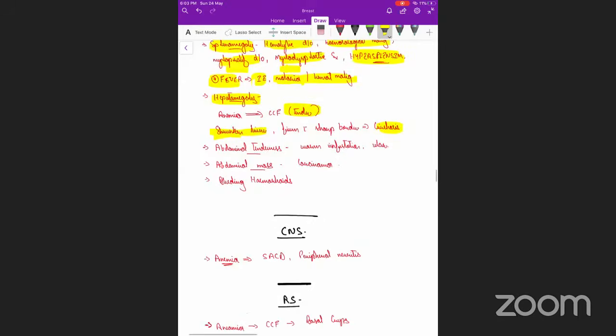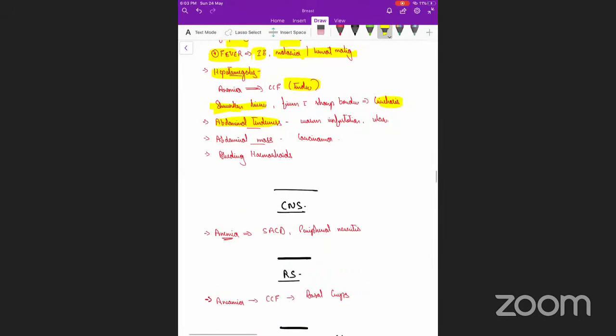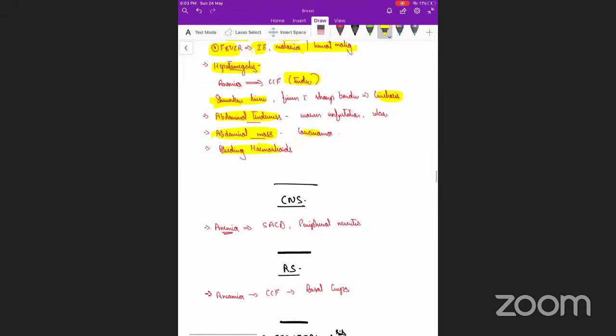So then comes abdominal tenderness. Why is it important? We saw this before. Any abdominal mass for carcinoma or bleeding hemorrhoids. So these are the things.